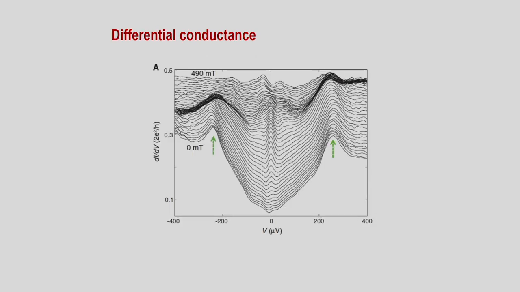So the experiment was simply to look at the differential conductance. What is differential conductance? That is dI/dV. So you see dI/dV in units of 2e²/h. And what you see is that you see it at zero magnetic field, and you see it at something like 490 millitesla magnetic field, and the zero bias peak remains where it is.